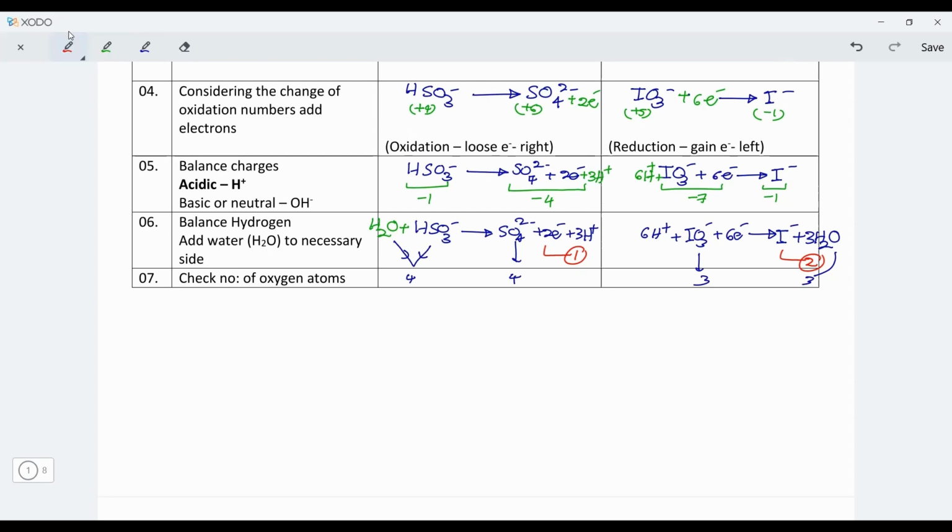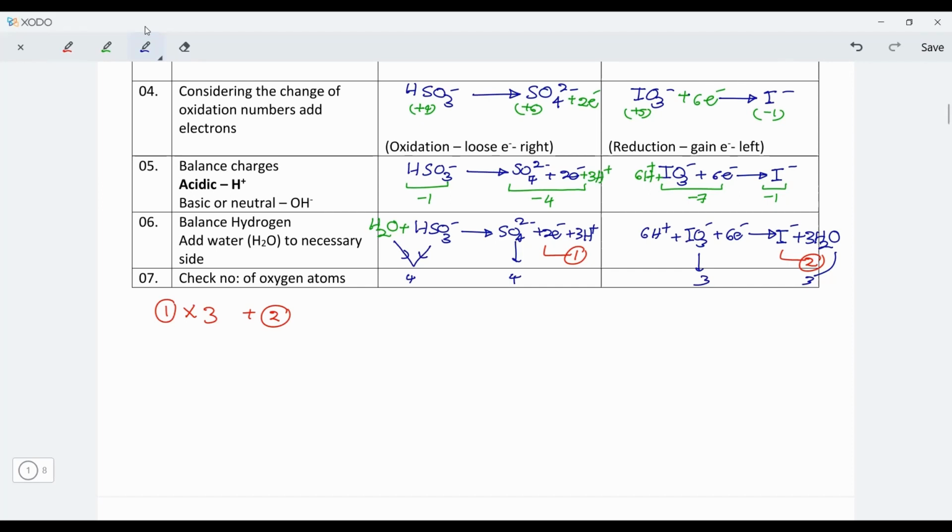But you can see in these two halves, IO3 minus needs 6 electrons, right? But HSO3 minus is only releasing 2 electrons. So it's not enough now. That means you need to multiply the first equation by 3, no? Then it will release 6 electrons. Those 6 electrons can be taken by IO3 minus. Considering that, you can get the balanced ionic equation using both these reactions. That means I need to multiply the first one by 3. Then electrons will be cancelled. Now you already know that.